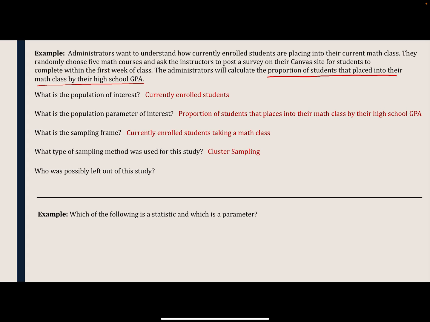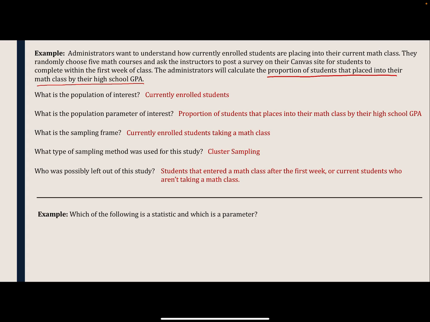Who was possibly left out of this study? So think about the difference between the population of interest and the sampling frame. The people who are left out are people who are not currently taking a math course. There's also people who, not everybody might know this, might sign up late. We have late start courses. And so they aren't in a math class in the first week of the semester, but their class starts 3 weeks in. So that would be 2 options for people who might be left out of this study.